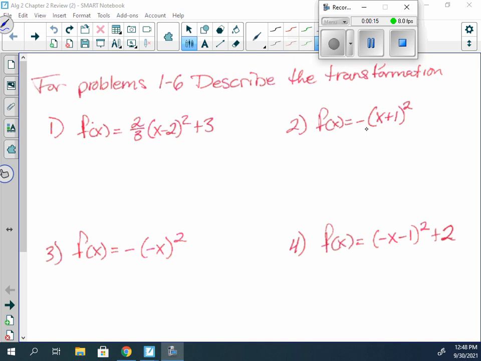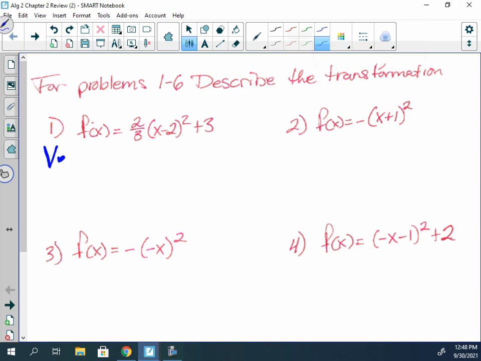All right, so we're looking at question number 1. Now, what we're doing on 1 through 6 is describing the transformation that occurs as described in the function. Whenever we do this, we always go from left to right. So the first thing we're looking at is the 2/3. The 2/3 is going to tell me that I have a vertical stretch or shrink. This one here would be a shrink because the number is between 0 and 1. It's not negative, so there would not be a reflection across the x-axis.